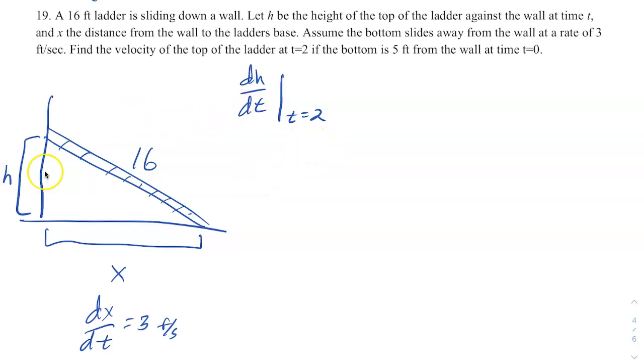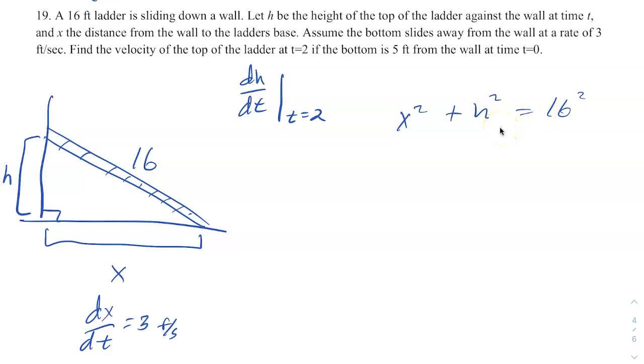So we need an equation that connects all these guys. Well, looks like a Pythagorean to me. So we're going to do x squared plus h squared equals 16 squared. Keep in mind, 16 is a constant. That ladder is not changing. It's always going to be 16 feet. Before, like I always like to try to do, what happens if I take a derivative of this? If I take a derivative of x squared, I get dx/dt. Good, I have that. If I take a derivative of h squared, I get dh/dt, which is what I want. So I'm all good.